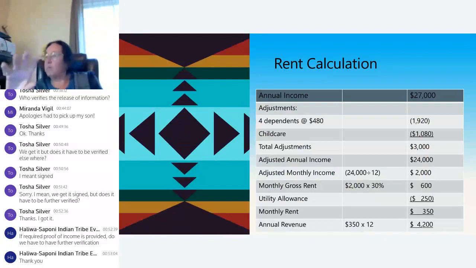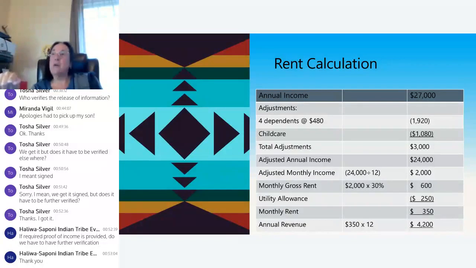So I'm going to do a very short example for you of how to figure out a rent for a building. So we have a family of 4 dependents. Remember the head of household, the sole occupant, the co-head can never be considered a dependent. They can never get a dependent deduction. The annual income coming in is $27,000 to this household. They get 4 dependent deductions of $480 apiece. Comes out to $1,920 a year.